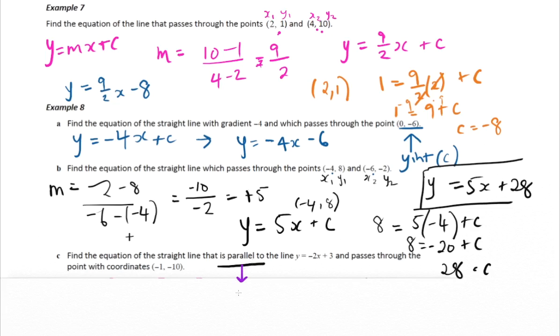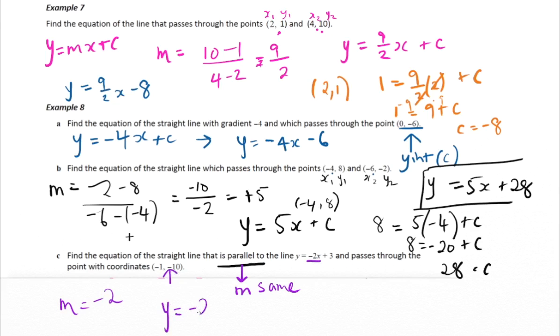Okay, so the keyword parallel tells us that the gradients are the same. So this new line is going to have a gradient of negative 2. Remember that if it's not in the form of y equals negative 2x plus 3, you have to get it in this form, the y equals mx plus c form, to be able to truly tell what the gradient is. So in this case, we know that the gradient of the new line is going to be negative 2, and we also have one other coordinate that we can sub in.